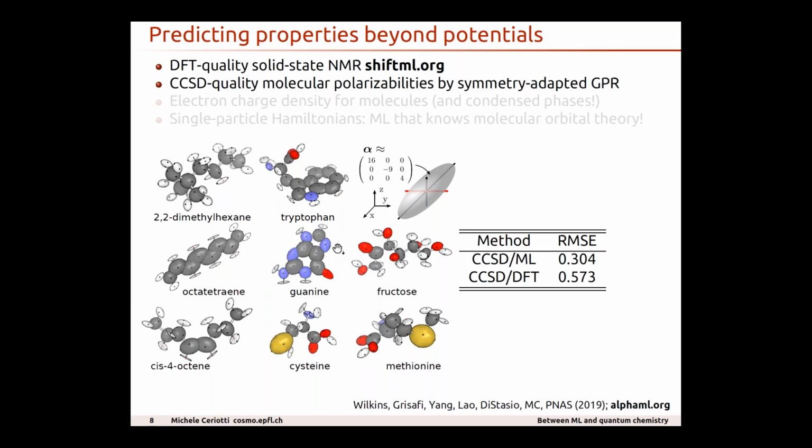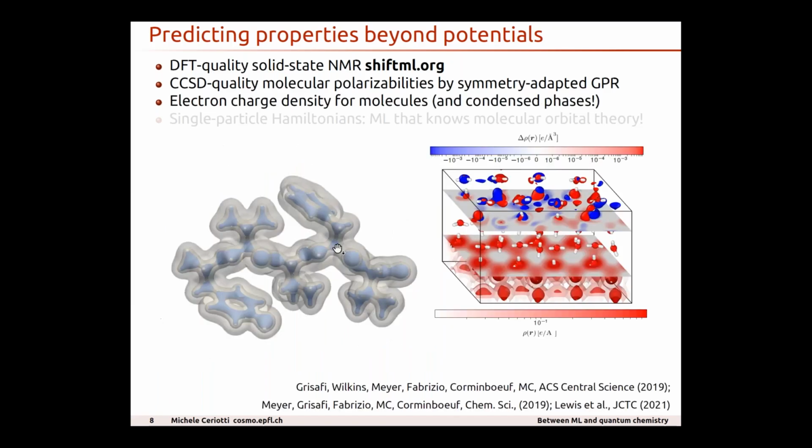Now, you can also predict more complicated properties. For instance, you could predict the electron charge density. This is a direction which I've been working on together with Clémence Corminboeuf, also at EPFL, and she has also extended this to predict all other sorts of scalar fields.